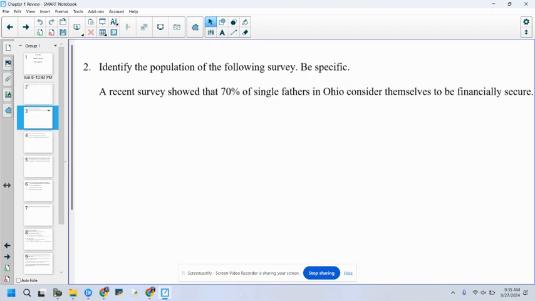Identify the population of the following survey. Be specific. A recent survey showed that 70% of single fathers in Ohio considered themselves to be financially secure. We're going to use the term all single fathers in Ohio. Would it be okay to say all fathers in Ohio? No, because that's not what this is describing. All single fathers in Ohio. Make sense? Use the term all to define a population.